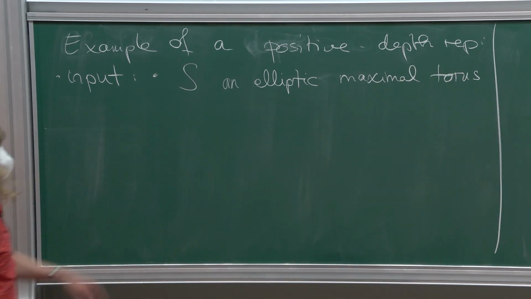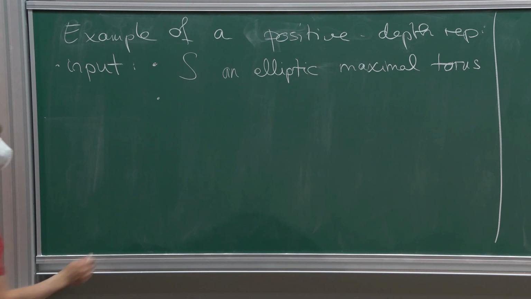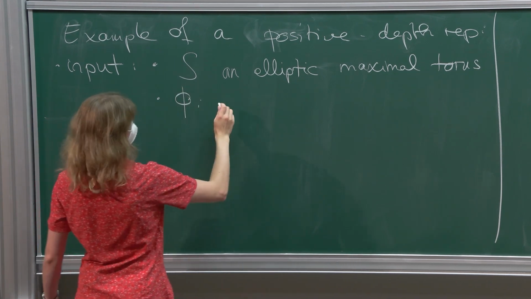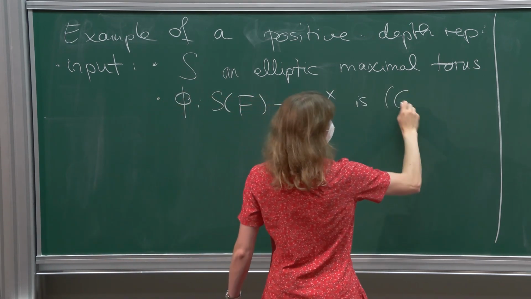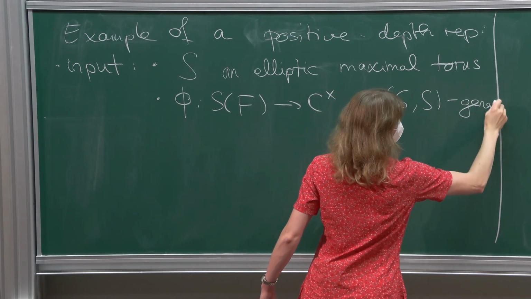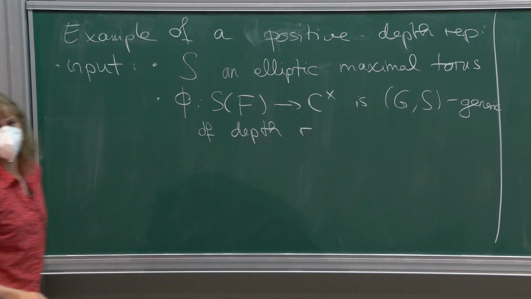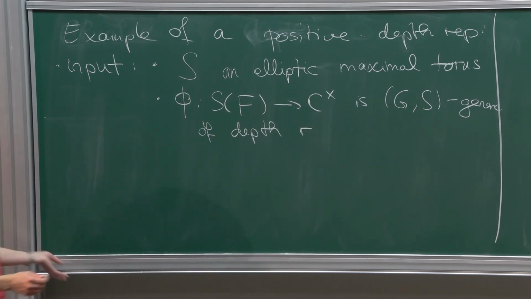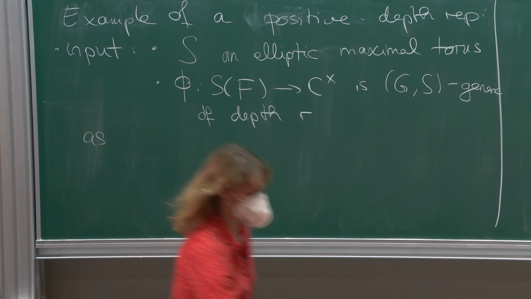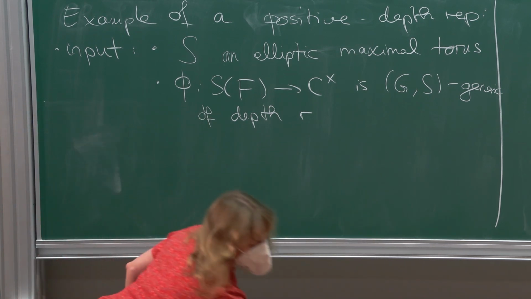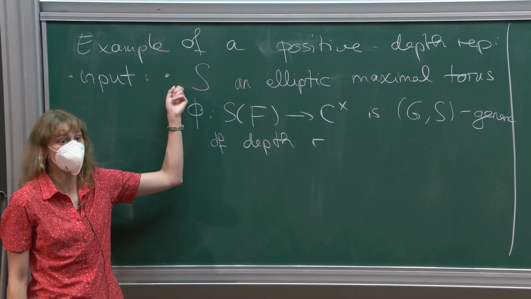So that's definitely a twisted Levi subgroup. It becomes a torus over some field extension. And what else do I want? I want a character φ of my group S that is generic, say, of depth r. So that's my input. Let me make one comment. Since S is an elliptic maximal torus, that means S is a compact torus.